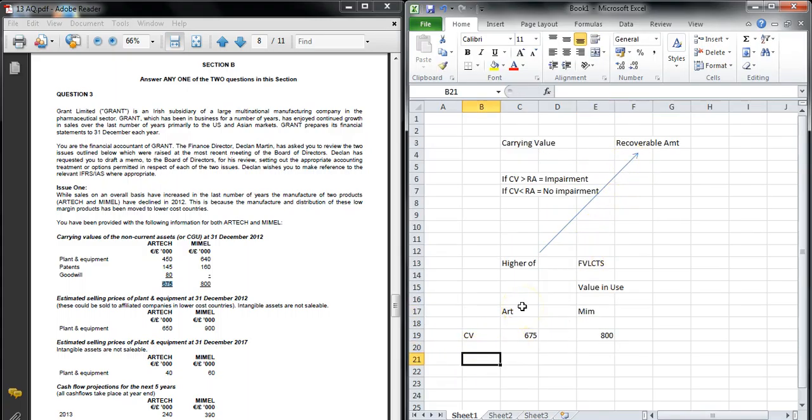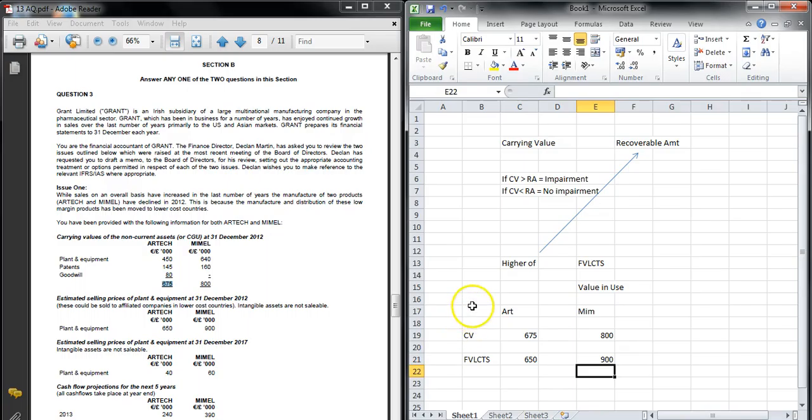We can also fairly quickly get the fair value less cost to sell, because we're told in the question the selling prices of plant and equipment at the year end were 650 and also 900. Therefore we can use those because we're told the intangible assets cannot be sold, and of course goodwill cannot be sold separately. That will be the fair value less cost to sell, will be 650 plus 900.